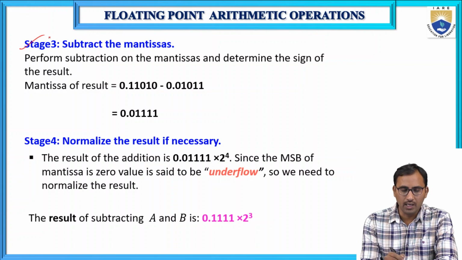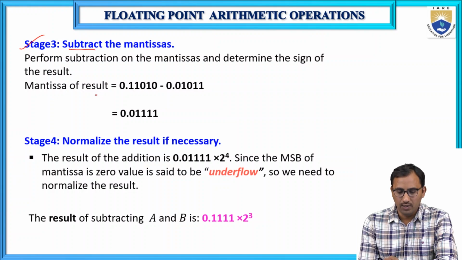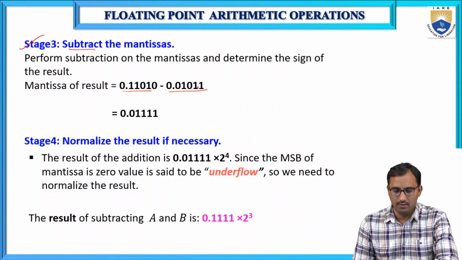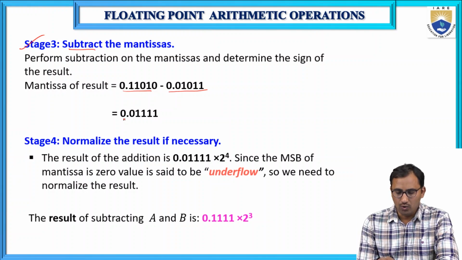Then in stage 3 we are performing the subtraction on the mantissas. So the mantissa of the result is equal to 0.11010 minus the mantissa of the second number, 0.01011. If you subtract, you will get 0.01111.